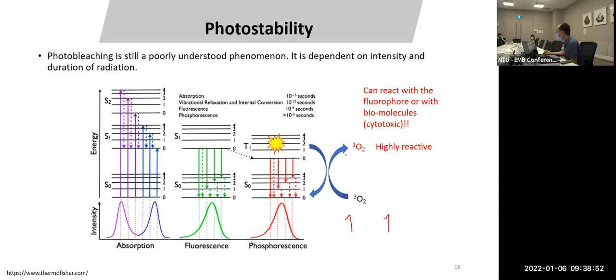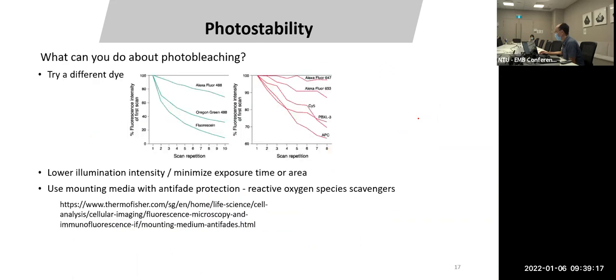And on top of that, this singlet oxygen is able to react with any biomolecules in your cell, for example your DNA and your proteins, which is why it's also cytotoxic to image your live samples using high intensity or prolonged radiation. So what can we do about photobleaching? There are a few ways you can reduce it. You can't remove it completely.